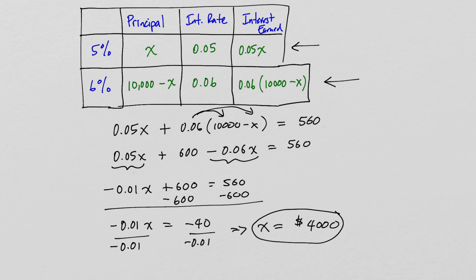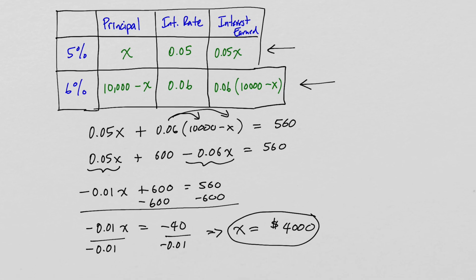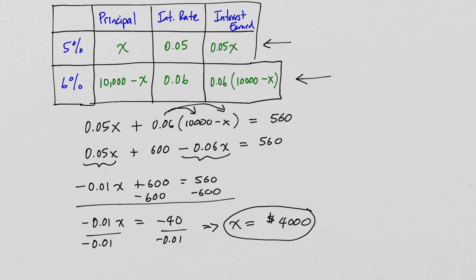But that's not the answer to the question, right? The question is, how much is invested in each account? So I'm just going to summarize the answer over here. So if x is 4,000, that means in the 5% account, we've invested 4,000. And in the 6% account, we've invested 10,000 minus 4,000, which is 6,000. So $4,000 invested at 5%, $6,000 invested at 6%.